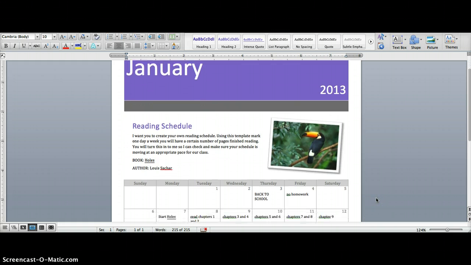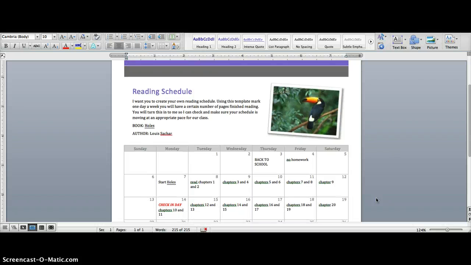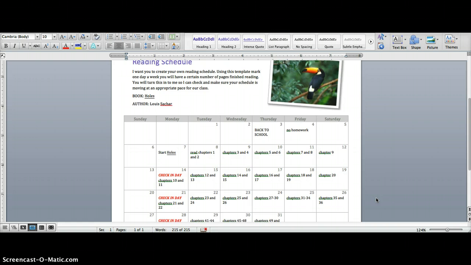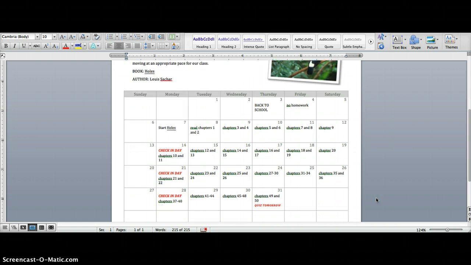This one, for example, is a reading schedule for the book Holes by Louis Sachar. This example was to show how students can break up projects. So this one, for example, would be reading the book. It has important days marked in red.